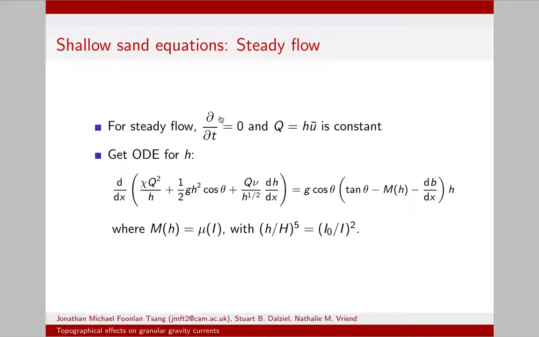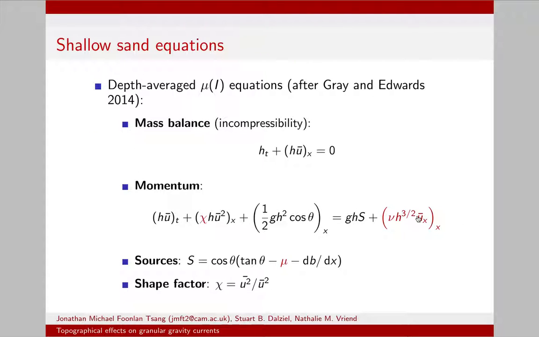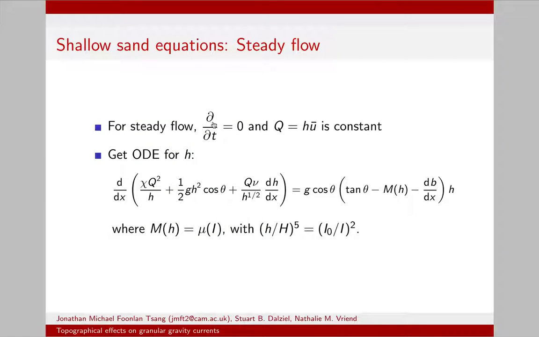Okay, so let's consider these in the case of a steady flow. For a steady flow, d by dt is 0, and so q, the flow rate, the mass flux, is constant. And so we can rearrange everything to get an ODE for h, where we write the friction coefficient mu in terms of h rather than in terms of I. So we've just done that. Capital H here is just some material parameter, some depth scale, which is related to the particle diameter.